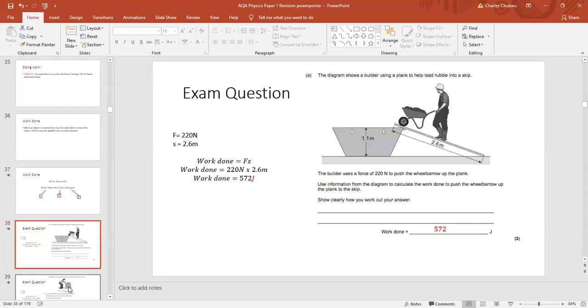So this is an example. Force times distance. Now let me ask, can you guess something? Why do you think we didn't use 1.1 in this question? Instead, we used 2.6. Because that's the distance. That's the distance that was covered by the force. So yes, that's the distance.